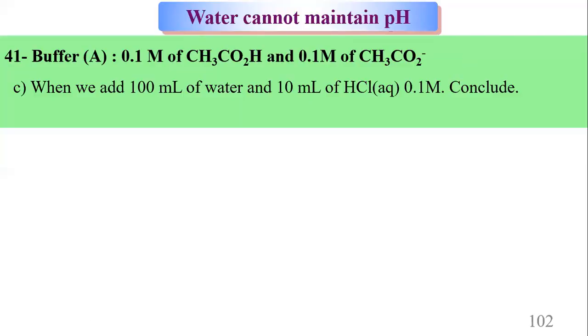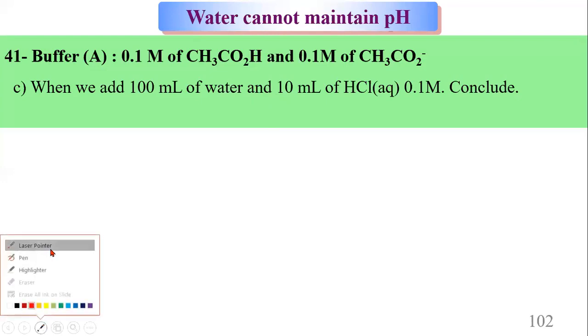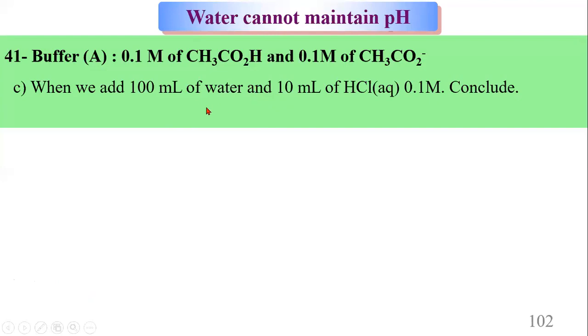So in parts A and B, we saw how a buffer hardly changes its pH value when we add either a strong acid or a strong base. And here is an example where now we're going to add part C. We're going to add 10 milliliters of HCl only to 100 milliliters of water. So we're not adding the HCl to the buffer, we're adding it to pure water, okay? Let's see what happens when we do that.